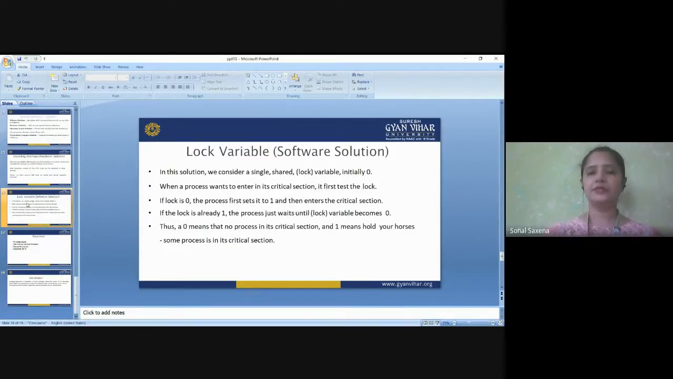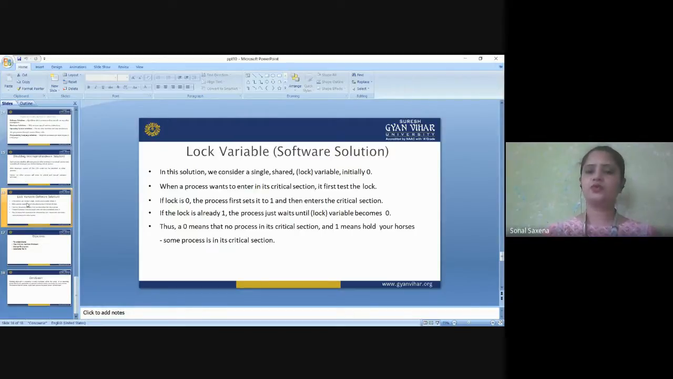Then lock variables. The lock variables that we are talking about here are a software solution, and these lock variables are sometimes known as semaphores. SEMAPHORE. That is semaphore. What is this? In this solution, we consider a single shared lock variable which is initially 0. Here, the semaphore is usually a binary variable. It can have only two values, either 0 or 1. That is why we are calling it a binary variable. Initially, this semaphore or the lock variable has a value 0.